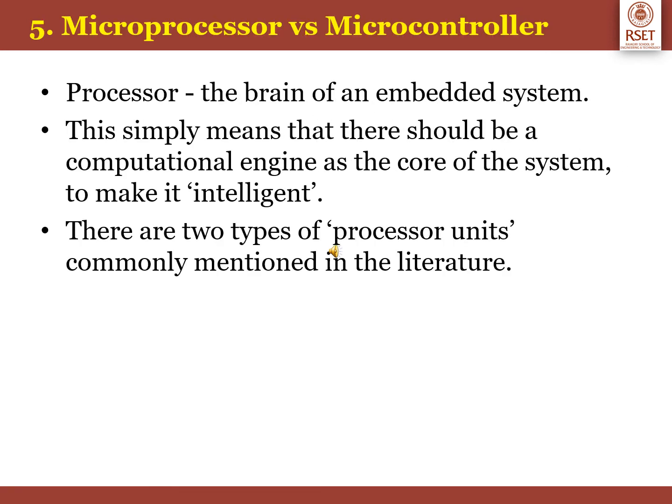This gives the idea about the difference between microprocessors and microcontrollers. The processor is the brain of an embedded system. This simply means that there should be some computation engine as the core of the system to make it intelligent. There are two types of processor units in general: microprocessors and microcontrollers.